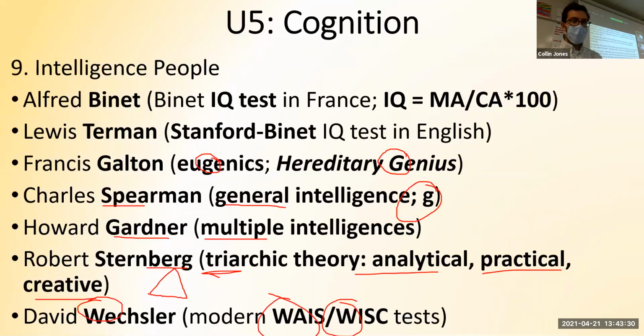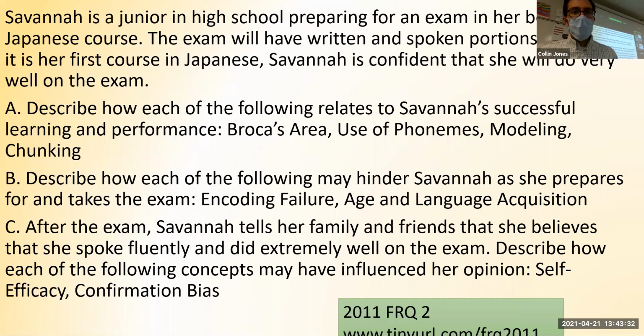Let's look at this last free response here. Savannah is a junior in high school preparing for an exam in her Japanese course. The exam will have written and spoken portions. It's her first course in Japanese. She is confident she will do well in the exam. So part A, how do the following things relate to her learning?